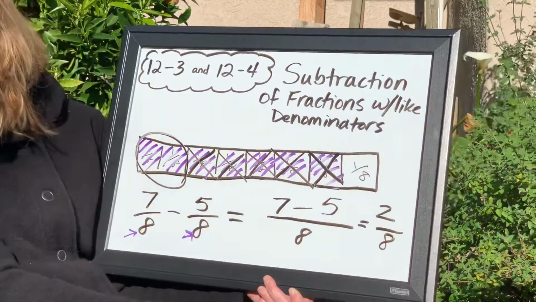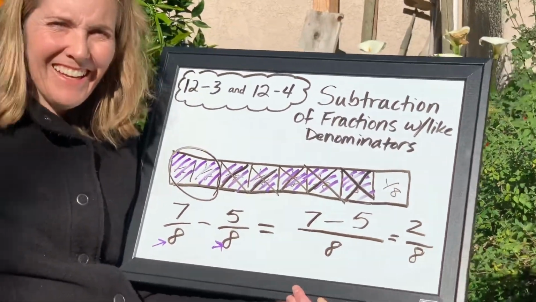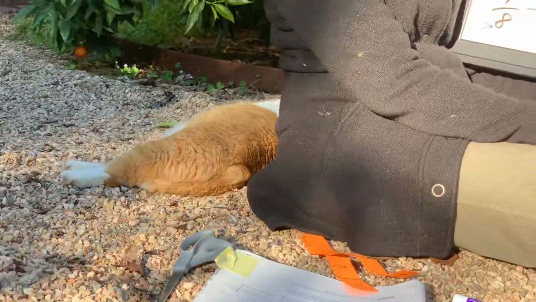Uh-oh. What's going on, Oliver? He's having a little moment. He saw the hummingbird. Oh, he hears hummingbirds.